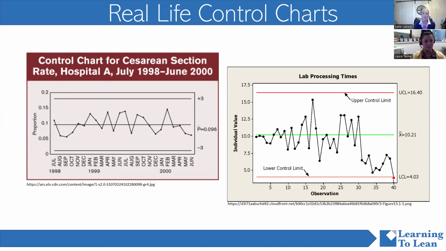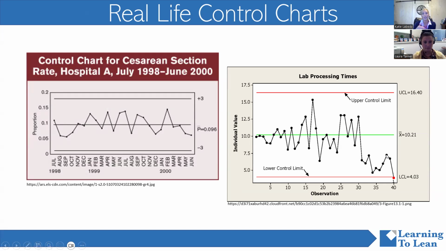Then we have lab processing time. And as we look at that, we can say, there might be something going on here. We see some data points that are acting a little strange. And then all of a sudden, we had a data point drop off at observation 40. So it could be that they knew they were having a problem, and at observation 30, whatever data point in time that is, they made a change to the process. So now their data points are getting lower.